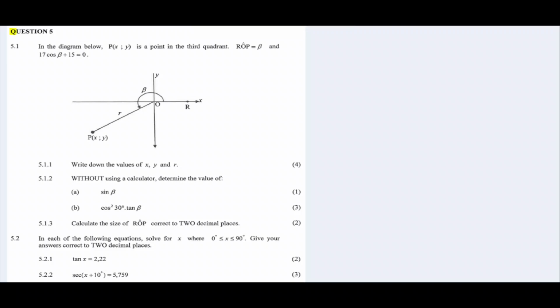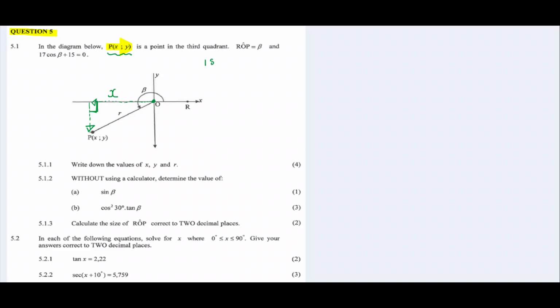Right, so the question 5 here, it's saying that in the diagram below, P is a point. So this point has got coordinates x and y, right? So these are the coordinates x and y here. And if you take a look at the coordinate from the origin, the x coordinate, it was to the left. So this is the x coordinate, and the y coordinate, it's going down. So these things form a triangle, right? Which is a right-angled triangle, right? So P is a point on the third quadrant, right?